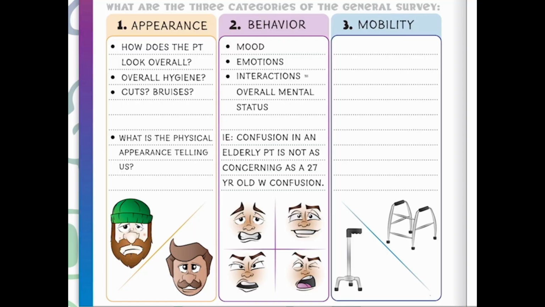And we're also going to gather information by looking at the mobility. So this is if they have any devices that they use. Is there a cane or a walker present? What is their potential injury, or how is their overall strength? So again, as this patient is walking or is just going to sit into a chair, we can really see so much by just watching them as they're moving.